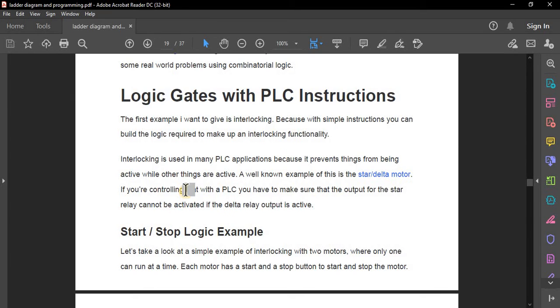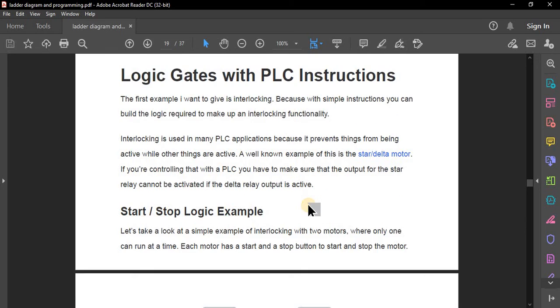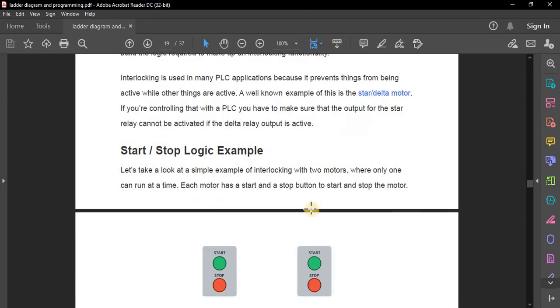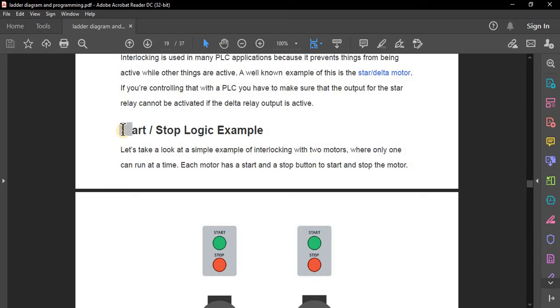If you are controlling this star delta motor with a PLC, you have to make sure that the output of the star relay cannot be activated if the delta relay output is active, and vice versa. So we will see some simple logic, which is a start and stop logic example.